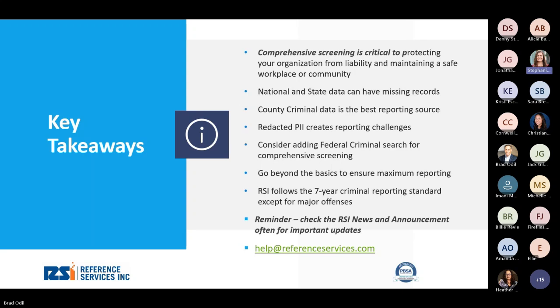So just a few reminders as we wrap up for today. Comprehensive screening is critical to protecting your organization from liability and maintaining a safe workplace or community. National and state data can have missing records, so county criminal data is the best reporting source. Redacted PII in various states is creating reporting challenges for our industry. It's also important for you to consider adding a federal criminal search for comprehensive screening and go beyond the basics to ensure maximum reporting. RSI follows the 7-year criminal reporting standard except for always reporting major offenses.